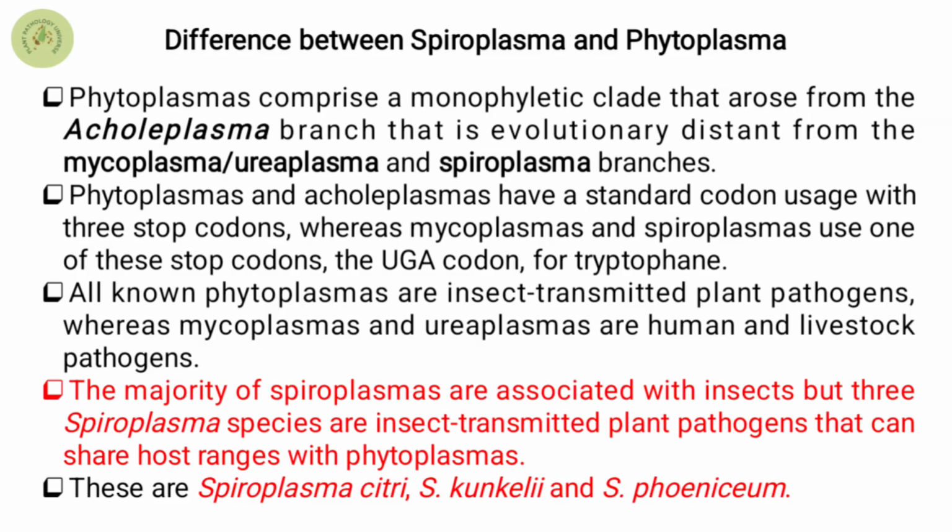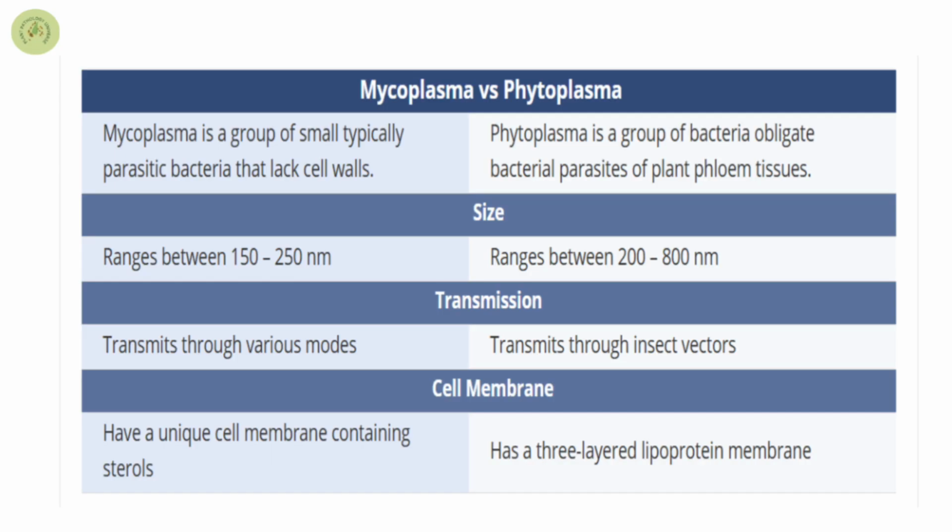I can repeat that mycoplasmas are human and animal pathogens. Phytoplasma is a complete plant pathogen. However, spiroplasmas are mostly insect pathogens, but three spiroplasmas are there. Spiroplasma citri in citrus, causing citrus stubborn disease, kunkelii causing corn stunt, and phoeniceum that is also causing phyllody in ornamental plants. These are the three species of spiroplasma that are associated with causing diseases in plants. Okay, so that is the major difference that you can remember.